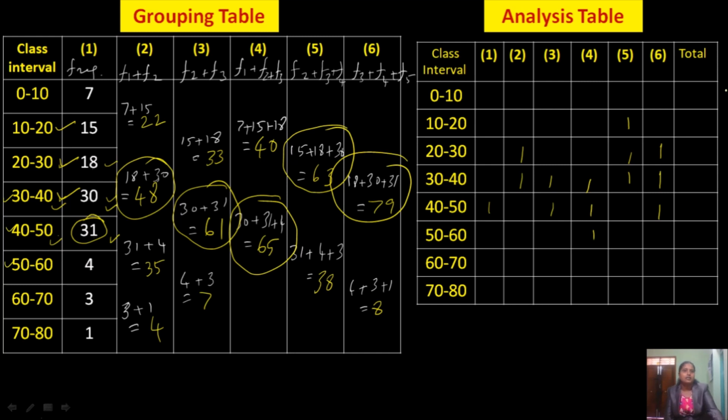So that's all. Now let's add. 0 to 10 doesn't have any value. Then we count the marks for each class interval: 20 to 30 has 3, 30 to 40 has 5, 40 to 50 has 4. So look at the highest value here. The highest value is 5, which corresponds to 30 to 40.